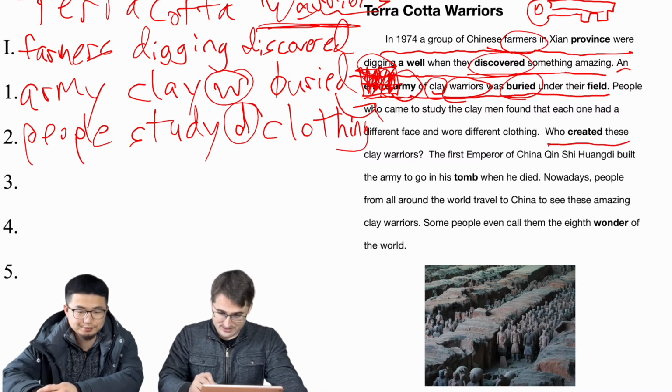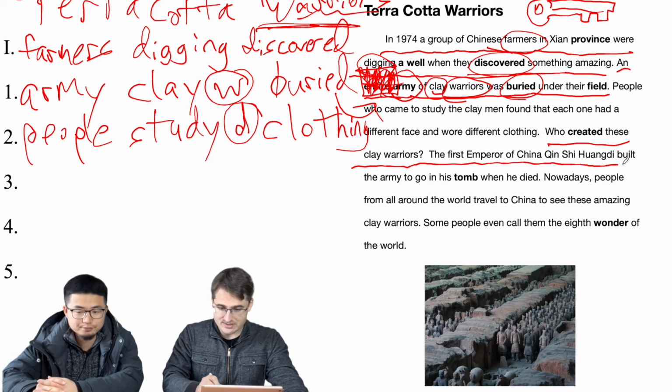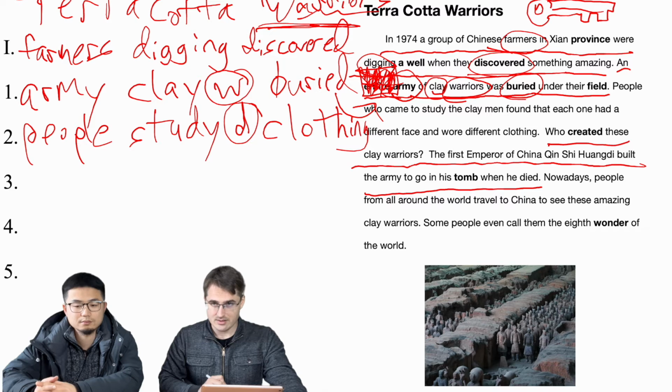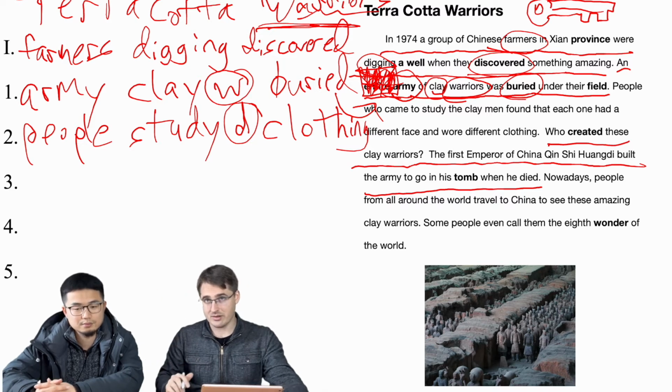All right, next sentence. Who created these clay warriors? The first emperor of China, Qin Shi Huangdi, built the army to go in his tomb when he died. Okay, can someone raise your hand if you can give me 3 key words?